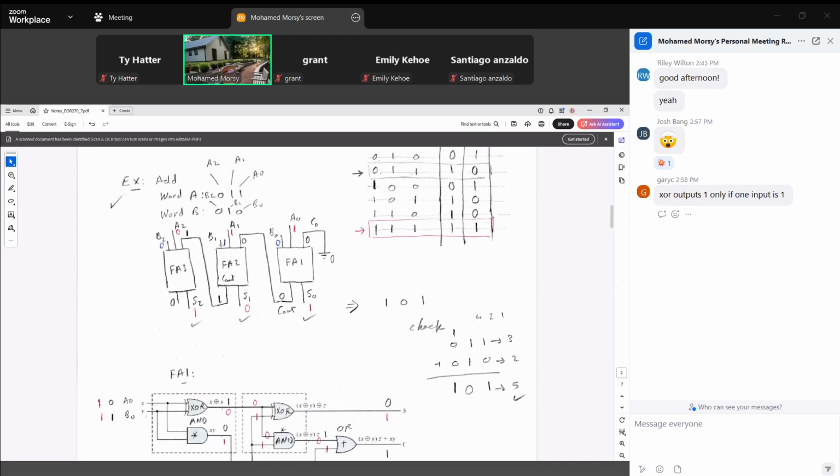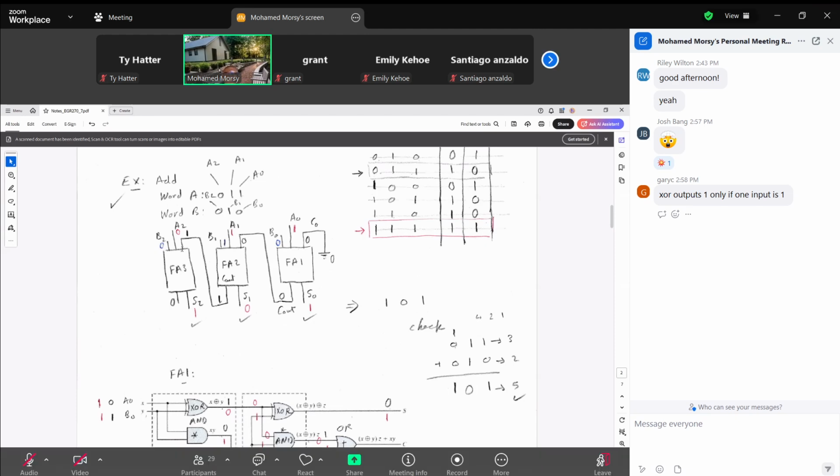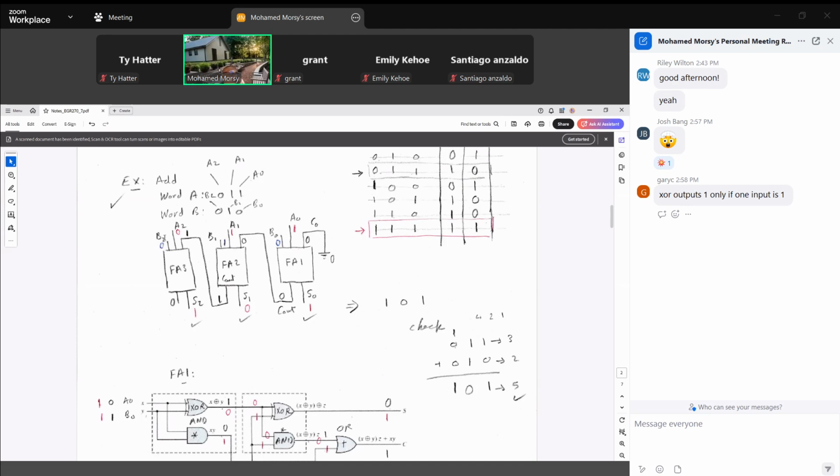Now we add 1 plus 1 is 0 with carry 1. So we keep 0 in mind and put carry 1 here. And this 0 in mind, we add it to the carry 0. So 0 plus 0 is 0. So the sum is 0. This carry out 1 is applied to full adder 3 as carry in. So we add A2 and B2. So 0 plus 0 is 0, plus 1 is 1 with carry 0.